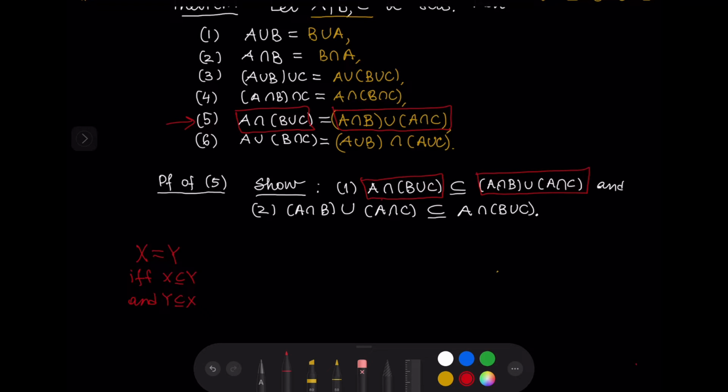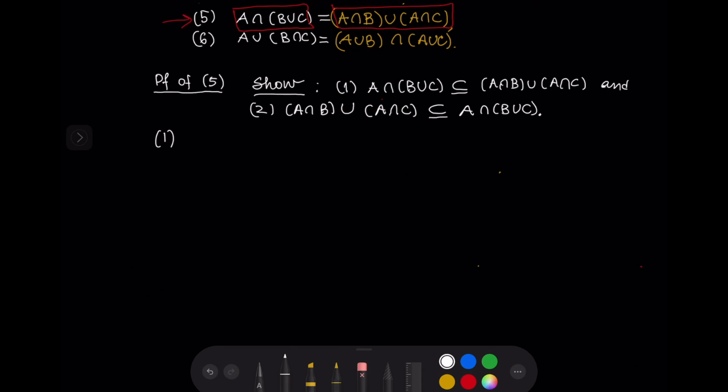And the second inclusion that we are going to show is that the right-hand side of the equality 5 is a subset or equal to the left-hand side of equality 5. So let us go ahead and prove inclusion 1.